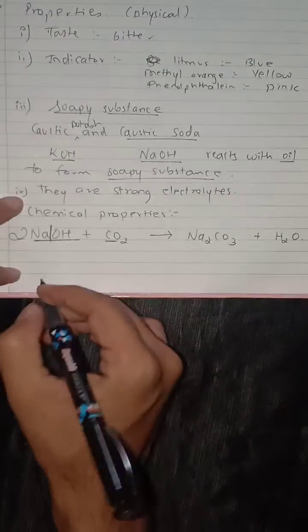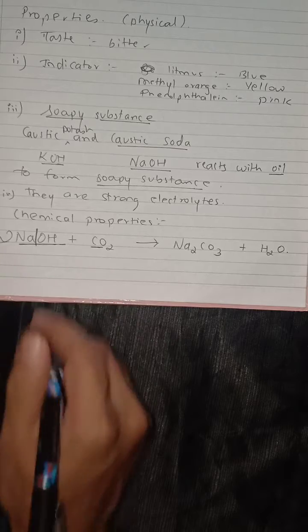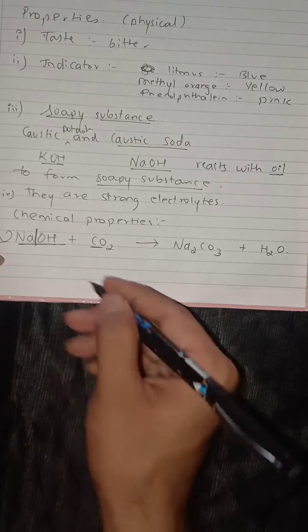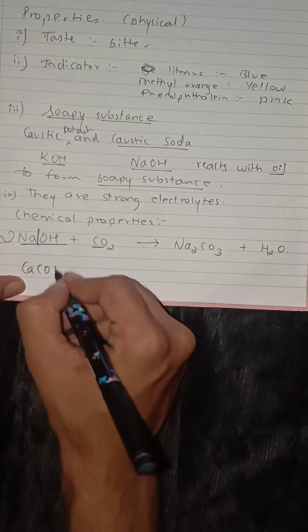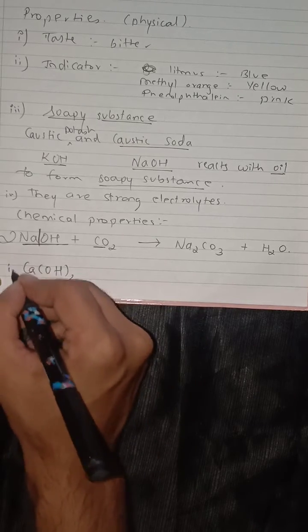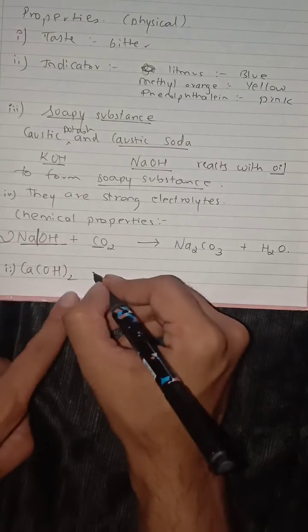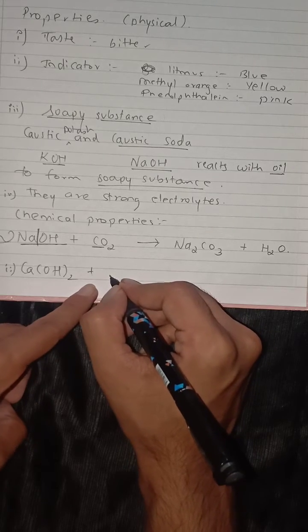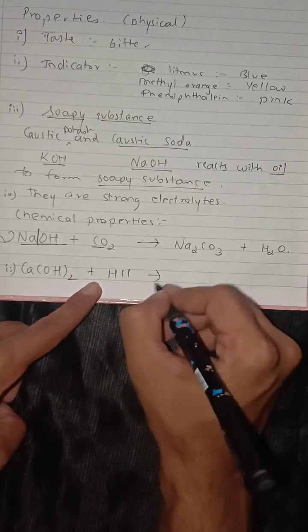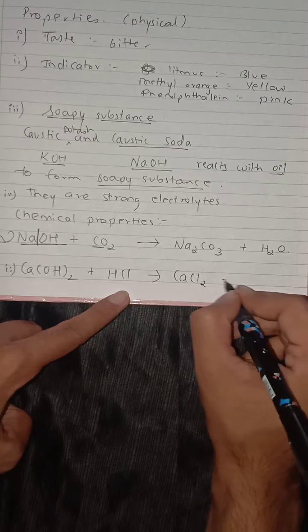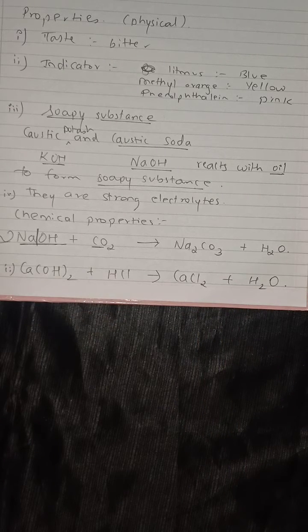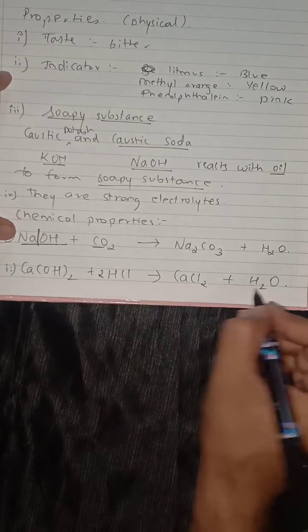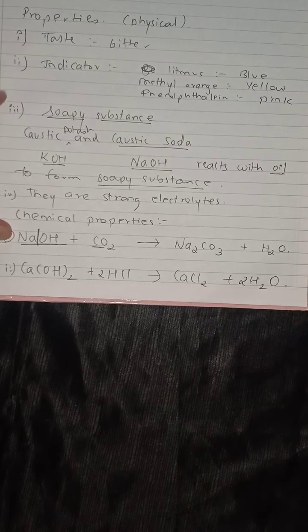Second, we know that when an acid reacts with a base, it gives you salt and water only. Suppose I take the second example, calcium hydroxide. This is a base, okay? This was the first example, and I am going to make it react with the acids. Calcium chloride and water will get formed. Okay.